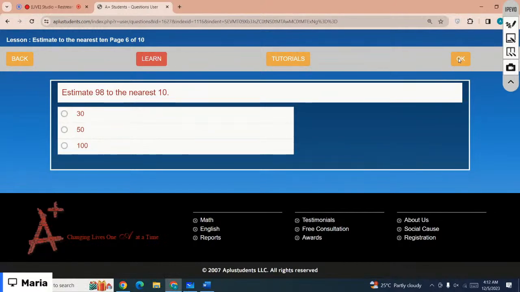Okay, the next one is: estimate 98 to the nearest 10. Which is the correct option? 98 is rounded off to 30, 50, or 100. Very good. 98 is rounded off to 100. So the correct option is 100.